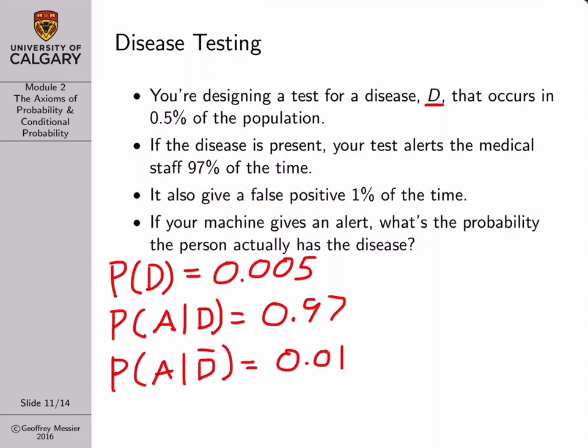Now, this is the information that we have, and we're going to have to try and manipulate this information in order to answer our question. So the question has asked us, if your machine gives an alert, what's the probability the person actually has the disease? Given that we've received an alert, what's the probability the person has a disease? This is a conditional probability we've been asked to find. What's the probability that we have the disease given that our machine has given an alert?